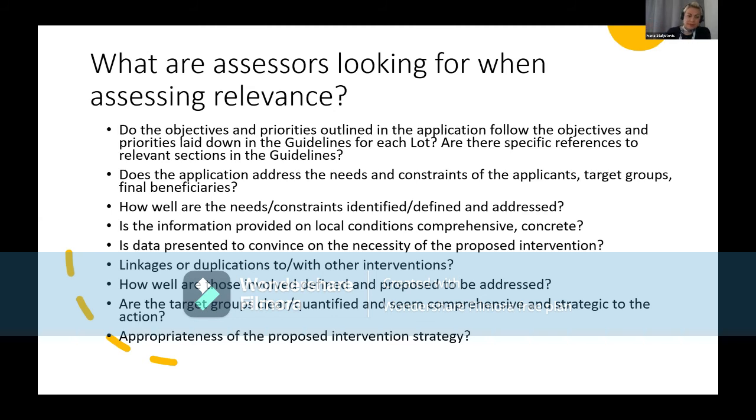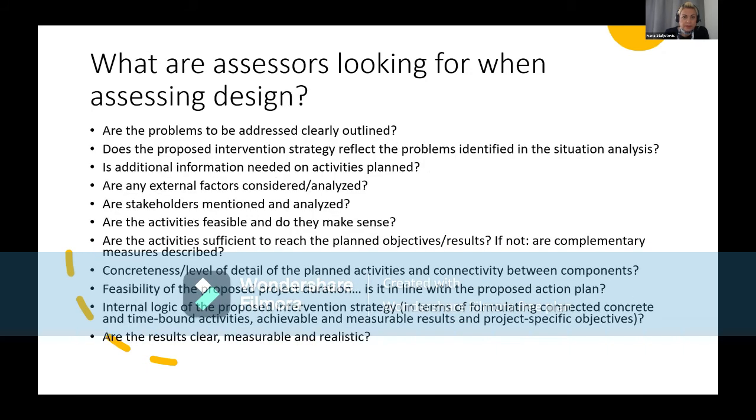And the appropriateness of the proposed intervention strategy, meaning the intervention logic that you have proposed with regards to activities and achievement of outputs and other results. When assessors are addressing and assessing design, what are they looking for?